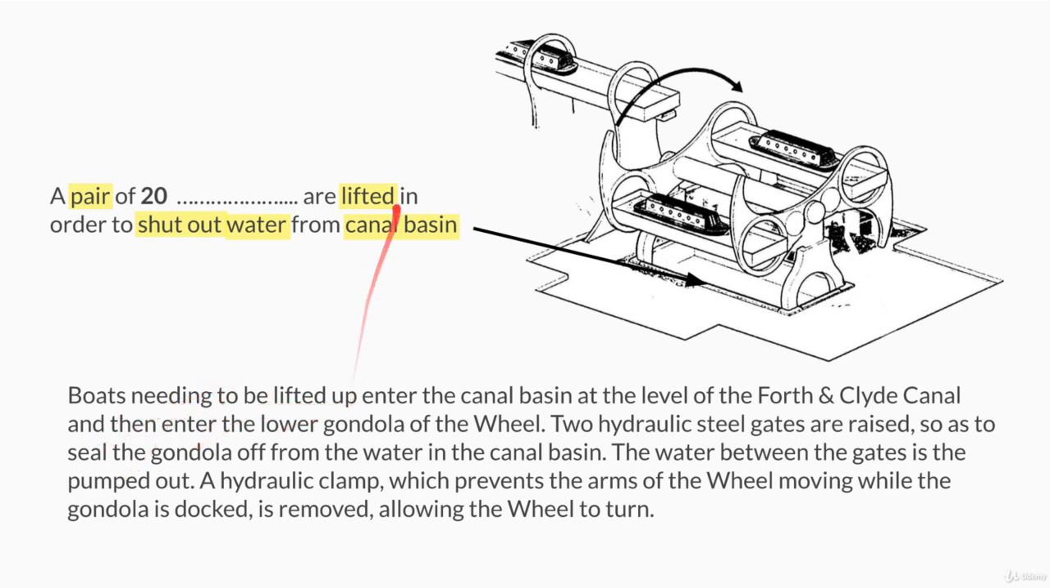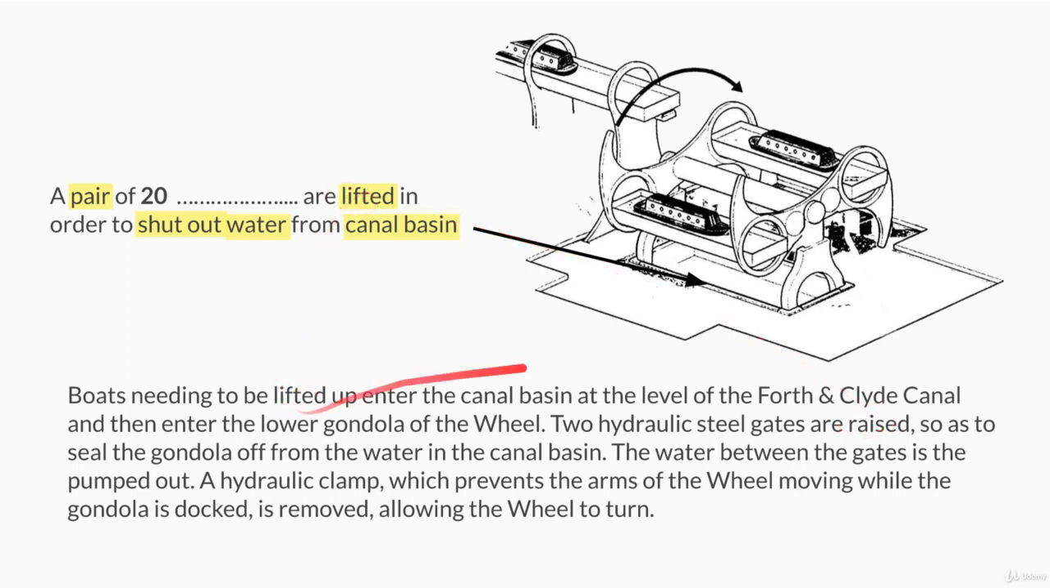Right here I see lifted, mentioned over here, so there's one of our keywords. Here I have canal basin right there. Let's see what else. Well, it mentions two of something, two hydraulic steel gates. That is synonym language for pair. Right here it says raised. That is also synonym language for lifted.